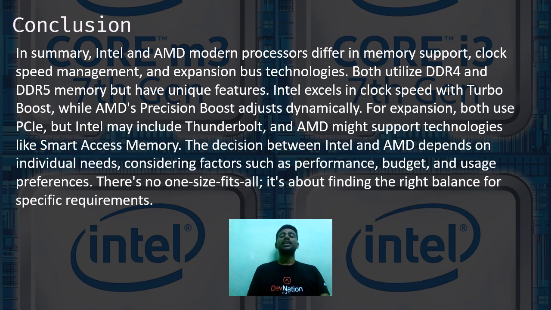The decision between Intel and AMD depends on individual needs. Considering factors such as performance, budget, and usage preference, there is no one-size-fits-all. It's about finding the right balance for specific requirements.